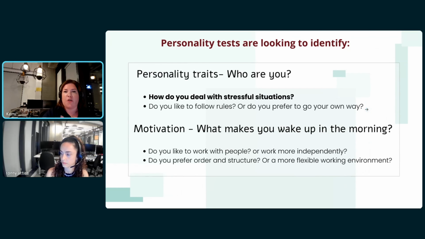Another aspect of the personality assessment is looking at motivation. This is a very personalized part of the personality assessment, and it is where you can authentically shine. Motivation is about what makes you wake up in the morning. Do you like to work with people, or are you more into working independently? Or do you prefer order and structure or a more flexible working environment?